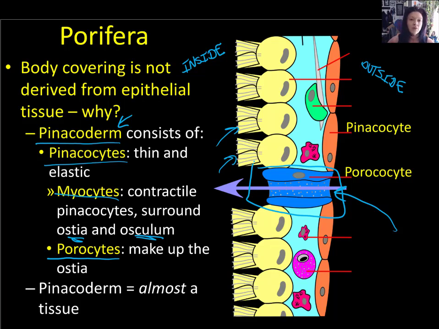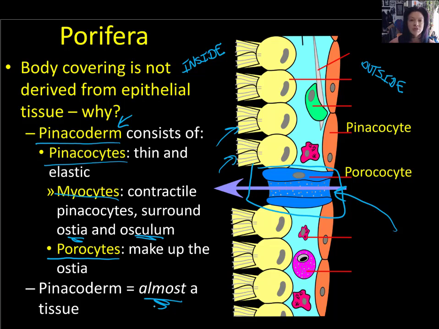Now the pinacoderm overall is almost a tissue. It's really close to being a tissue. It's right there, except that developmental stage that gives rise to true tissues is missing in this group. If not for that, the pinacoderm would be a true tissue. But the cells within the pinacoderm work together so closely, they approximate the functions of an actual tissue. They come real close. This gives us insight into how tissues originally evolved.